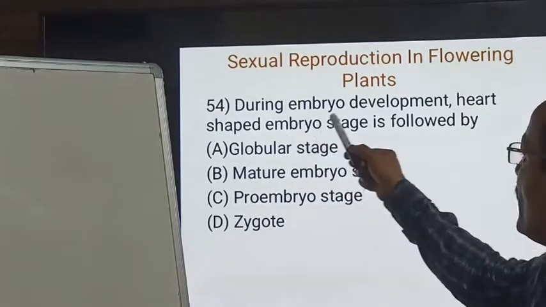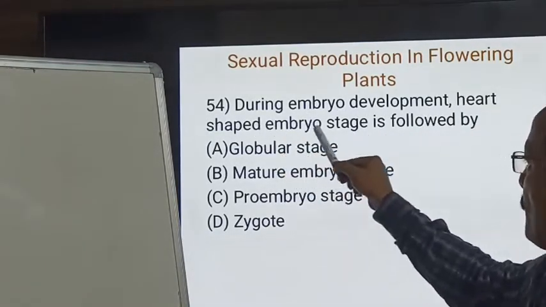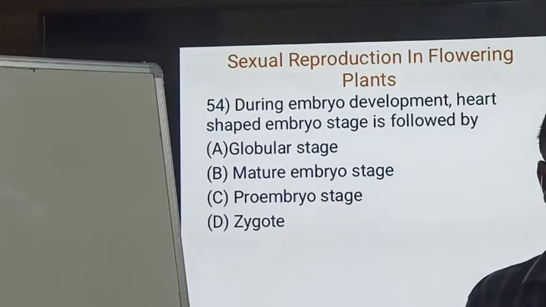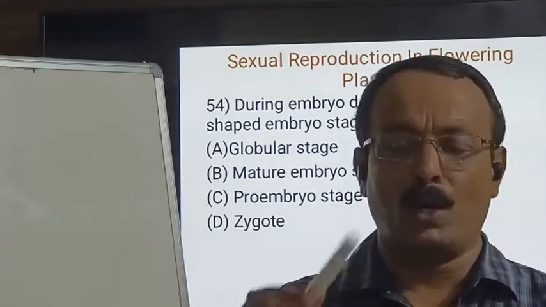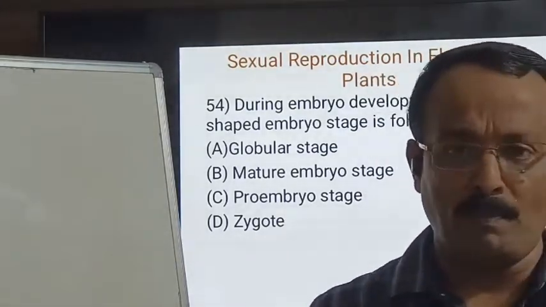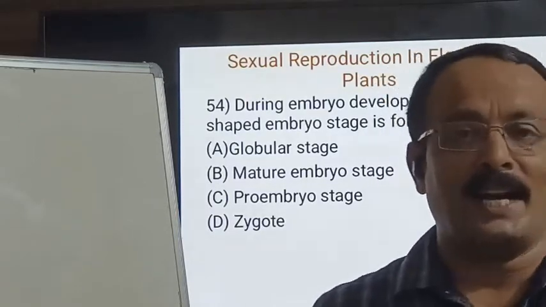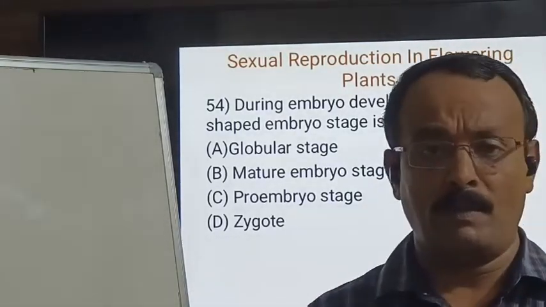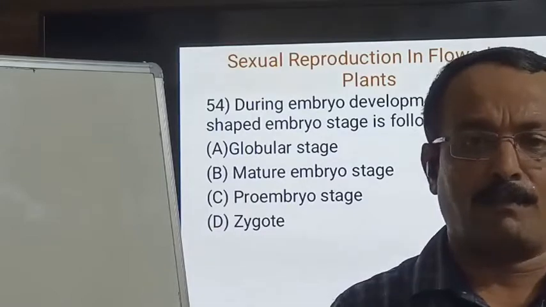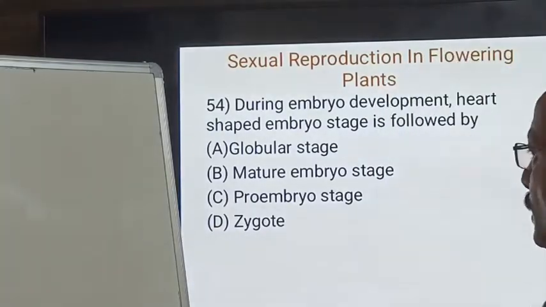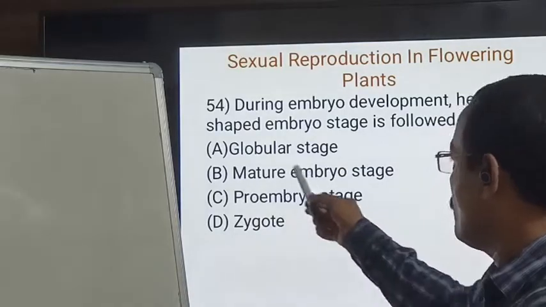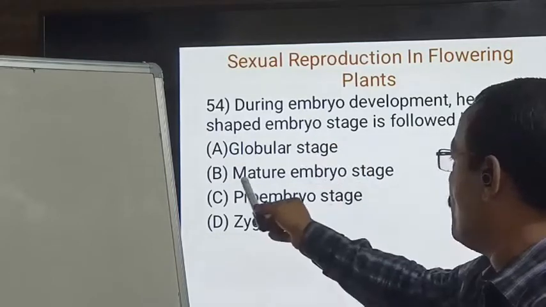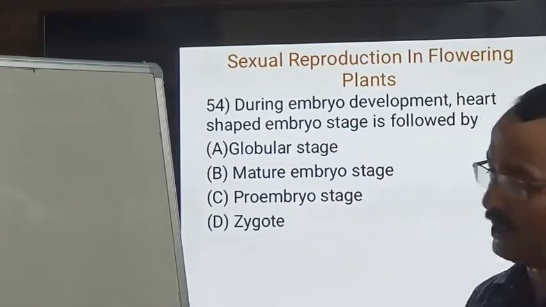Next question. During embryo development, heart-shaped embryo stage is followed by what? Before the development of the zygote into embryo, a small amount of endosperm is formed because endosperm provides nourishment to the developing embryo. After endosperm is formed, by deriving nutrition from the endosperm, the zygote develops first into proembryo, then globular embryo, and after the heart-shaped embryo, it develops into a mature embryo stage.